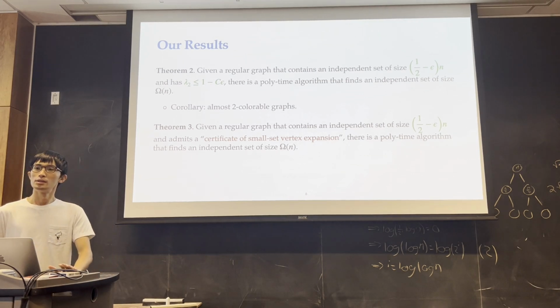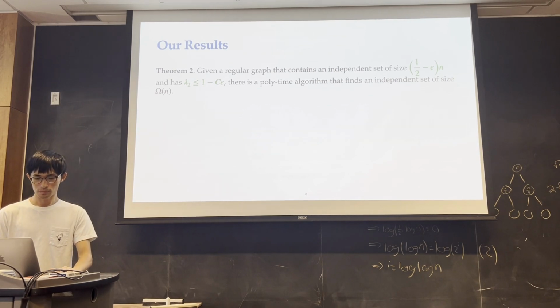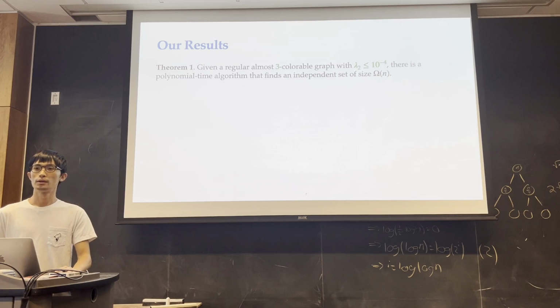So for the positive result on the previous page, you need the almost coloring, like it's not enough to have an independent set of size near 1/3? Yeah, that we don't have this.